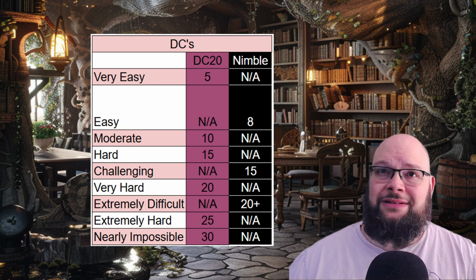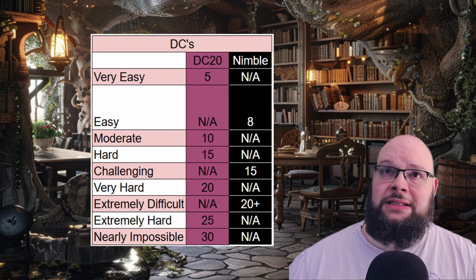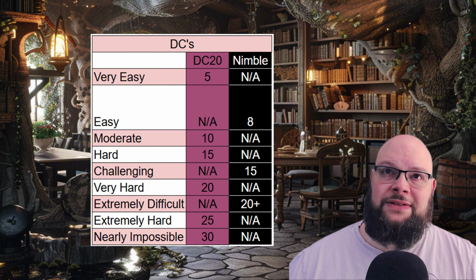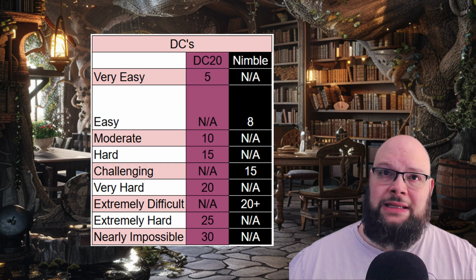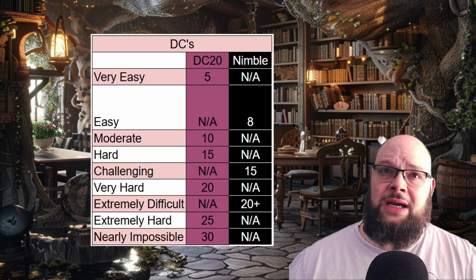If you were taking Nimble's DC 8 and you wanted to convert that to DC20, just for some practical advice, I would suggest, depending on how easy that check is, you could make it DC 5, you could make it DC 10. I can't see a case really where you would have somebody roll a very easy check in DC20. So if you were taking something from Nimble and converting it to DC20, I would probably go with DC 10.